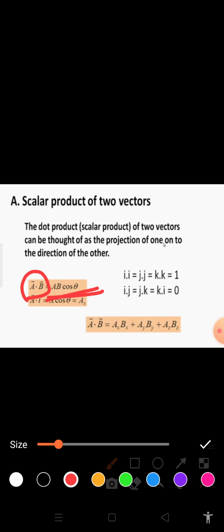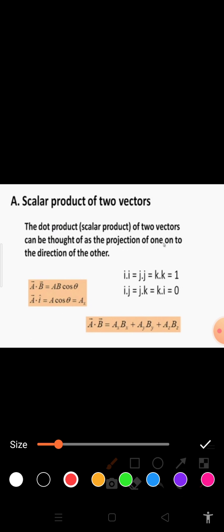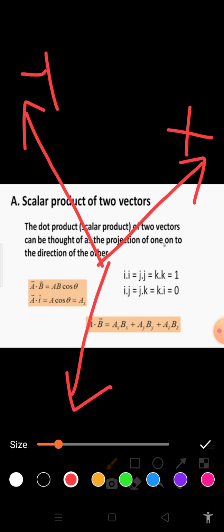And here I am introducing the new vectors I cap, J cap, K cap. What are I cap, J cap, K cap? I, J, K are the unit vectors along x, y, z axis respectively. See here, I want to explain clearly. So for example, take x axis, y axis, z axis. For example, this is x axis, this is y axis, and this is z axis.